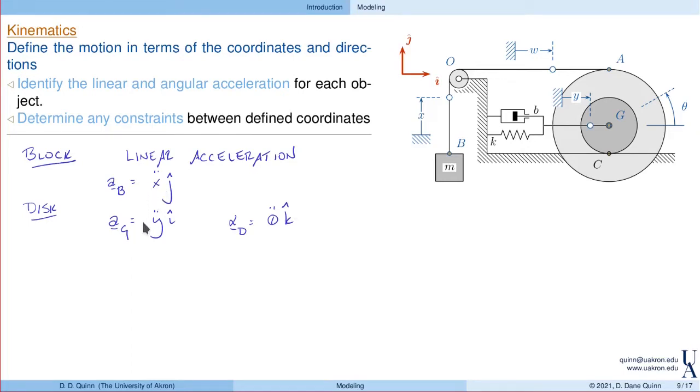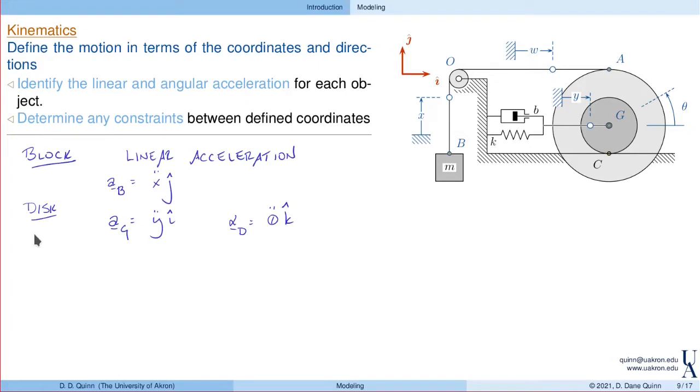Again, I don't know what x double dot, y double dot, and theta double dot are. But I know that the accelerations can be written in terms of those coordinates in this way. Now, we have 1, 2, 3, 4 coordinates that we've defined here, and it's a single degree of freedom system. So, in fact, we have constraint equations. If I tell you theta, you can find all of the rest of these. If I tell you x, you can find all of the rest of these.